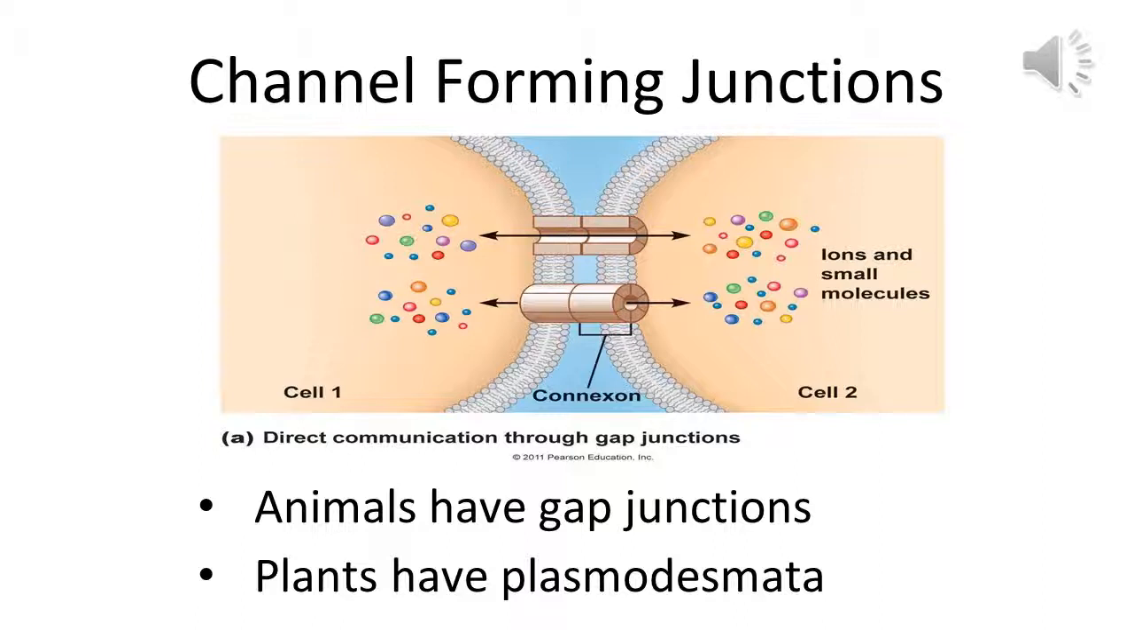Channel-forming junctions connect the intracellular matrices of two adjacent cells. They allow the cells to exchange ions and small water-soluble molecules. In animals, these junctions are called gap junctions, and in plants, they are called plasmodesmata.